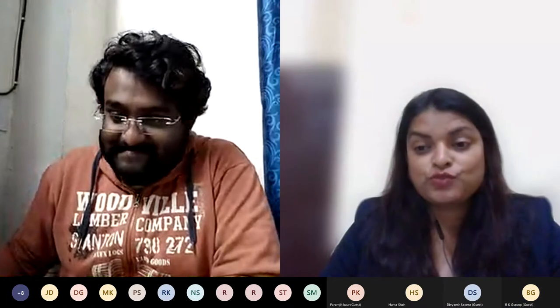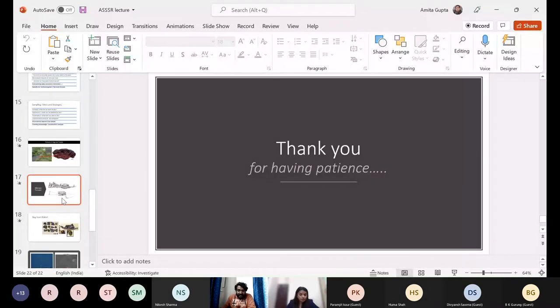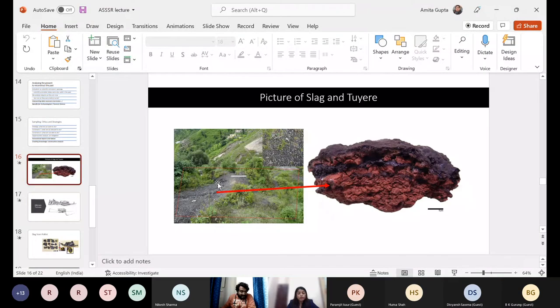Yeah, definitely, why not? I just need to share my presentation again for your better understanding. I hope it is visible to you. Yeah, it is. So I was talking about the debris. Why did I say debris? Because these are the waste. Debris of what? Debris of slag. Slag is the waste part when you are going to refine ore. Ore can be copper ore, iron ore, or tin ore.